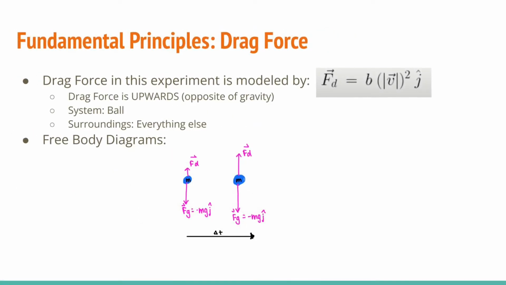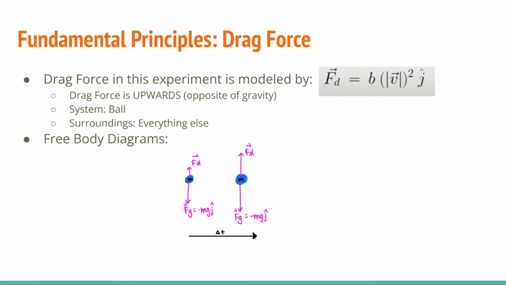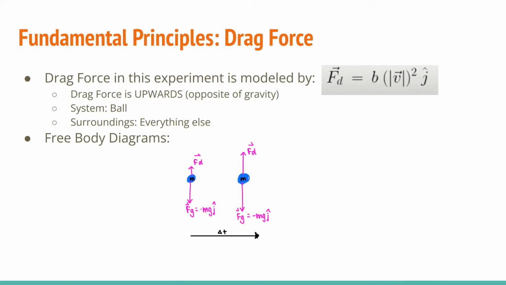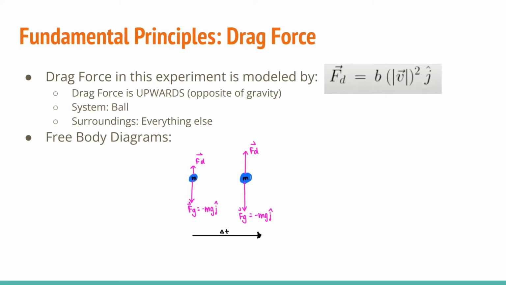The final key concept in this lab is the drag force acting on the object. Drag force acts in the opposite direction of the object's motion, opposing this force. The drag force is in the positive y direction in this lab because our object is falling. The formula uses the drag coefficient and the square of the magnitude of velocity of the object.